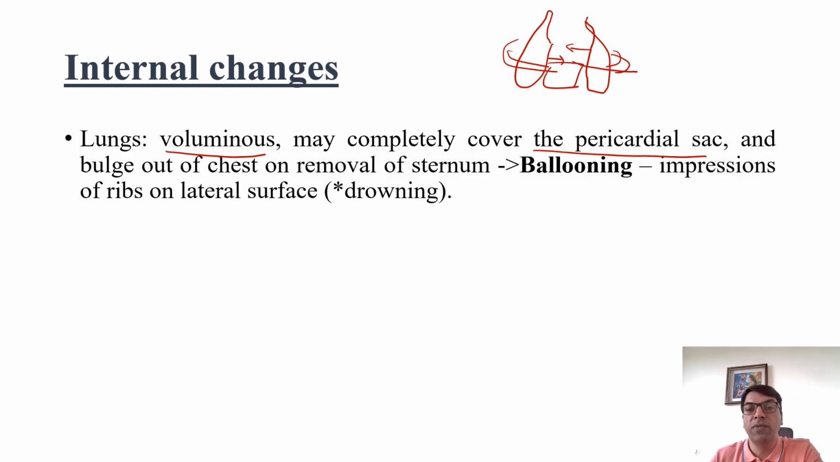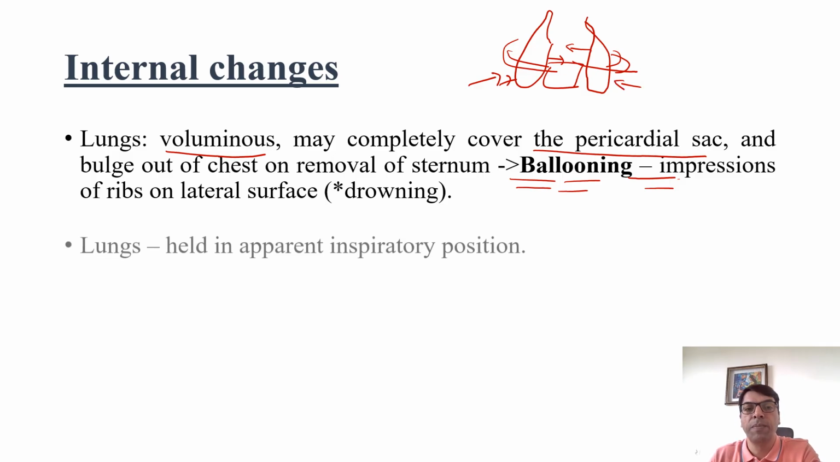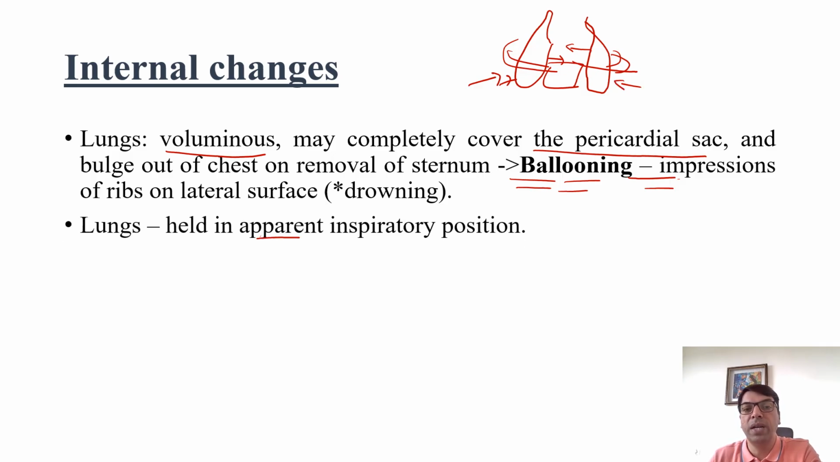And on removal of the sternum, there is what is called ballooning. It is just the inflation of the lungs because of entry of the external liquid. And because of such ballooning, there are impressions of the rib on the lateral surface. On these sides, we'll see impression of the ribs on the lungs. The lungs are held in apparent inspiratory position. Because there is ballooning, there is increase in size of the lungs. They are seen in apparent, not actual, but apparent inspiratory position.